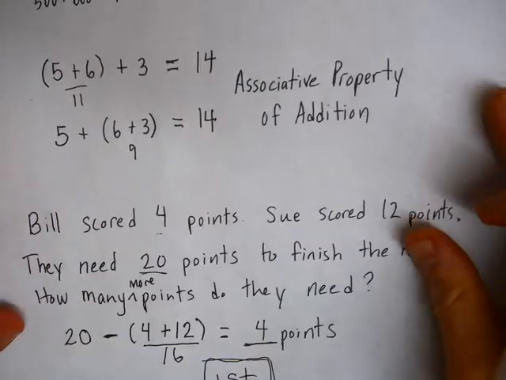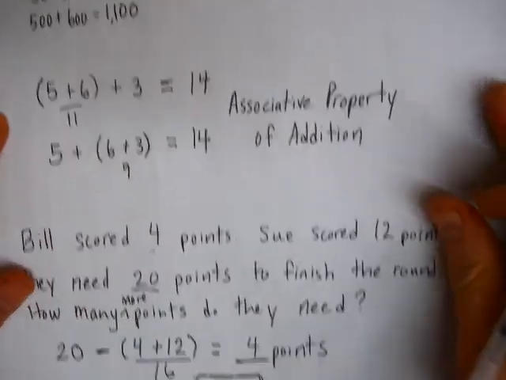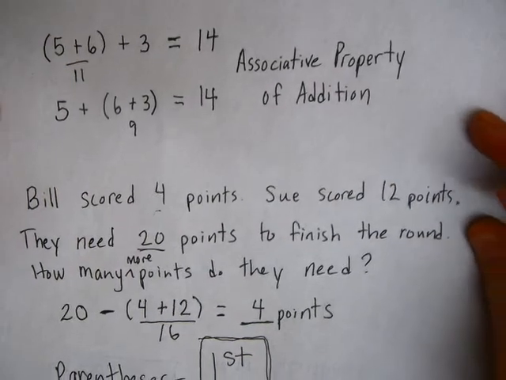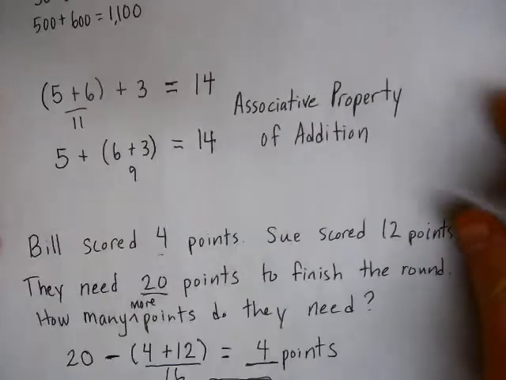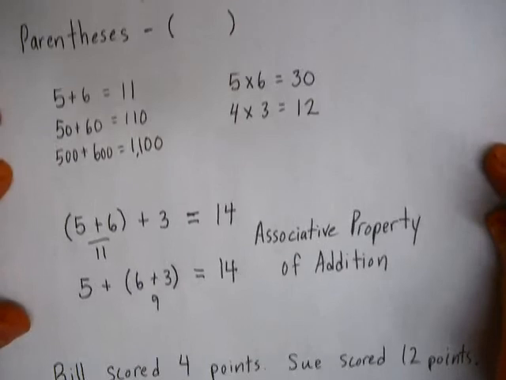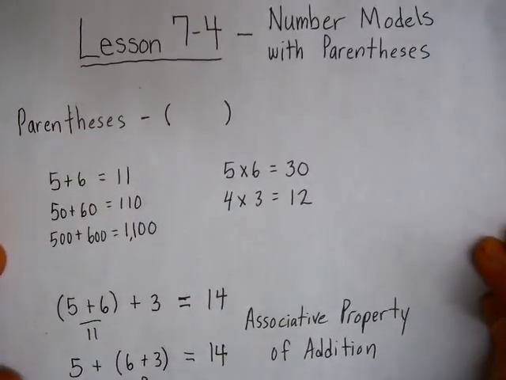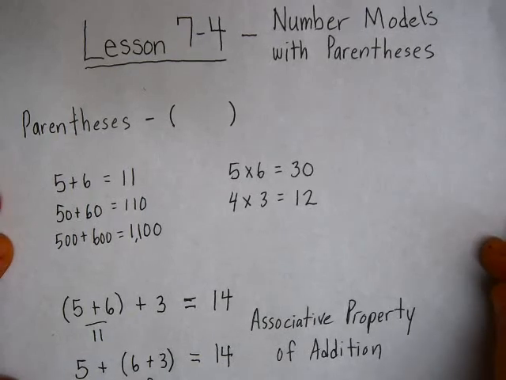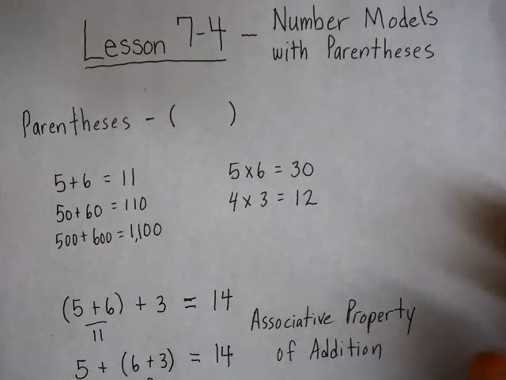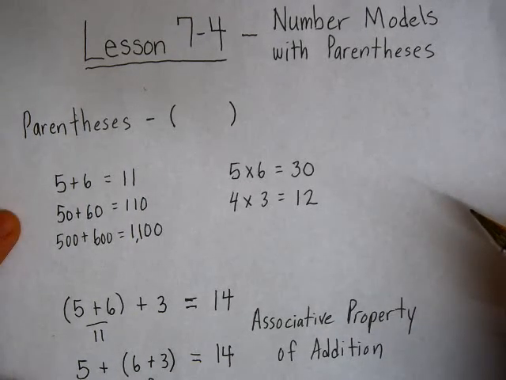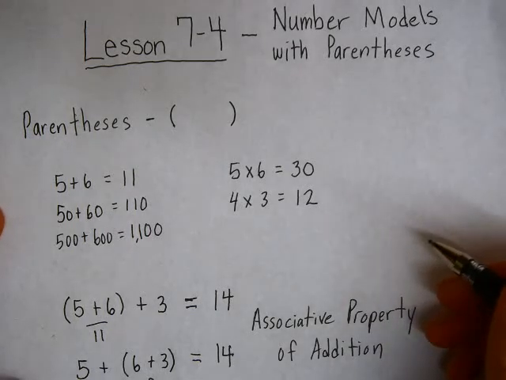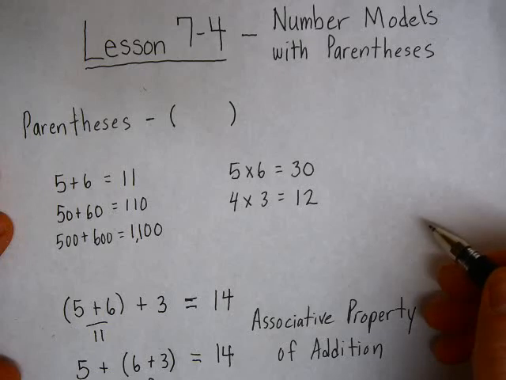So how you can help with this at home, like I said, work on some word problems with them. Talk about how it's applicable to their sports. Please have them practicing multiplication facts daily. Use the multiplication practice videos with the skip counting and the multiplication. Just the more practice they can get with this, the better it's going to prepare them for their mathematics down the road. So this is lesson 7.4, number models with parentheses.